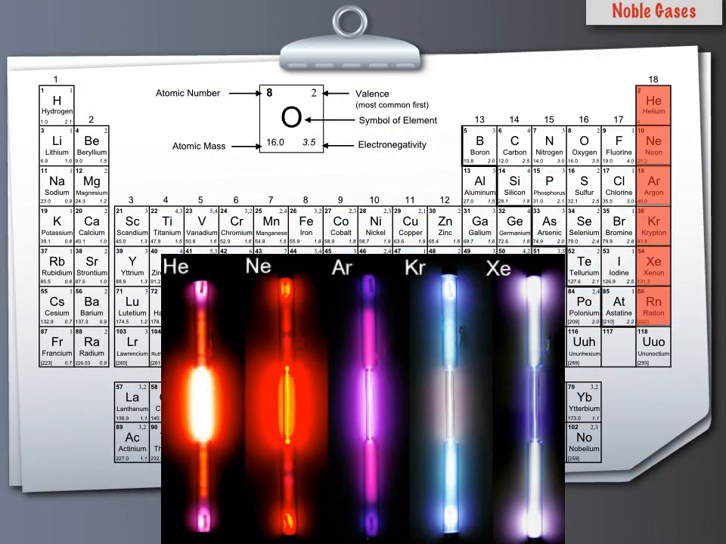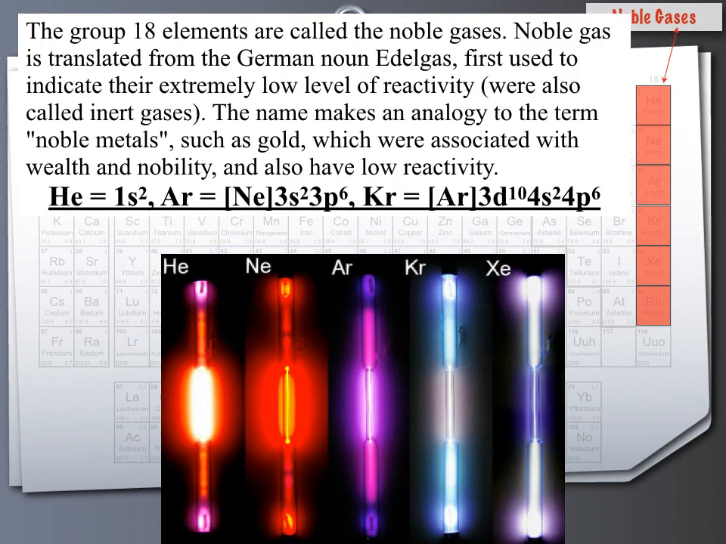Now, the noble gases are special. Group 18, and you see the picture there of the excited gases. They basically take the gas, put it in a tube, eliminate all other gases, throw electricity through it, and they give off those different colors. And they're special because the name noble gases comes from the word Edelgas, which was first used to indicate their low reactivity. They're also called the inert gases.